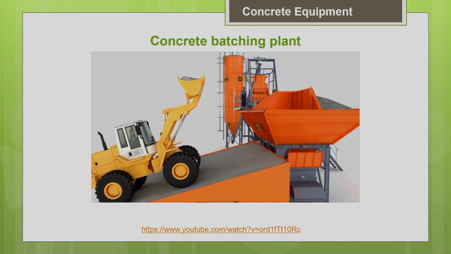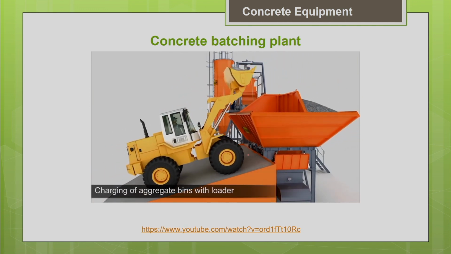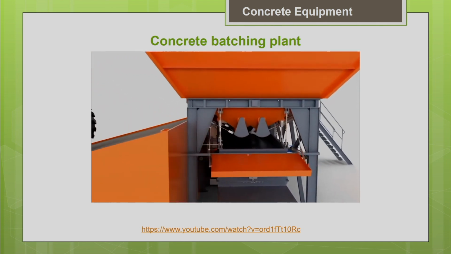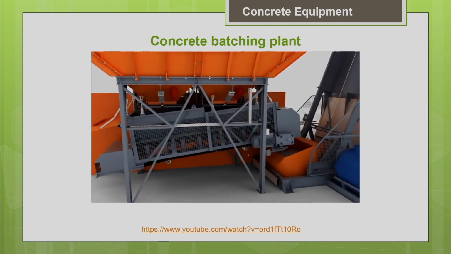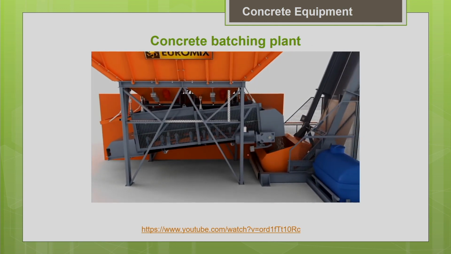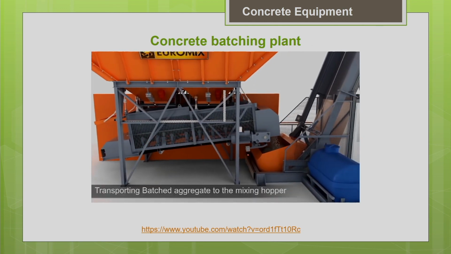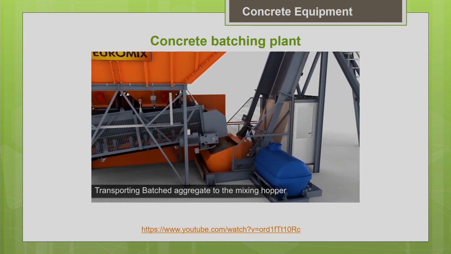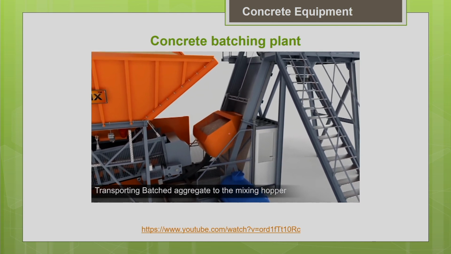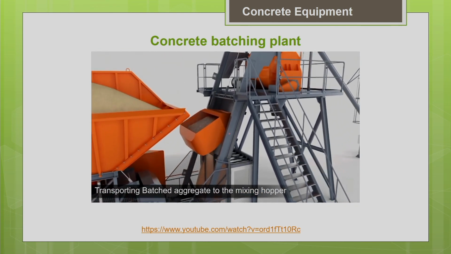So, you can see your front end loader used for charging the aggregate bins. It is loading the aggregate into the aggregate bins. These are the aggregate storage bins. So, at the bottom of the aggregate storage bins, as I told you, nowadays we have weighing sensors. You can have control over the amount of the material which is conveyed by the conveyor to the mixer machine. Okay. So, the batched aggregate will be transferred to this hopper and then the material will be delivered into the mixer machine.